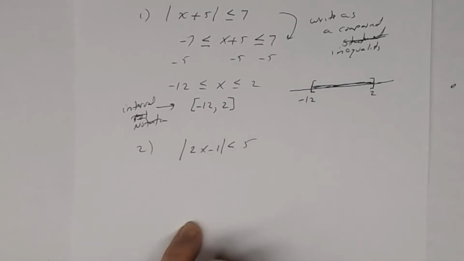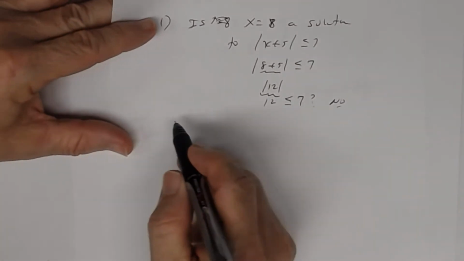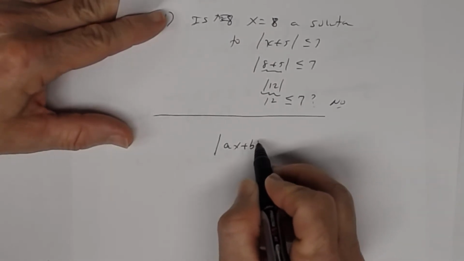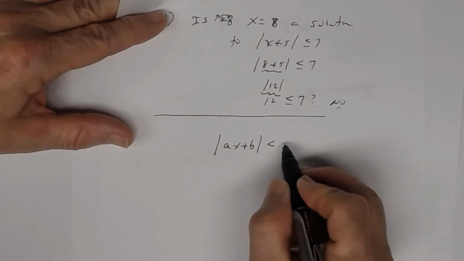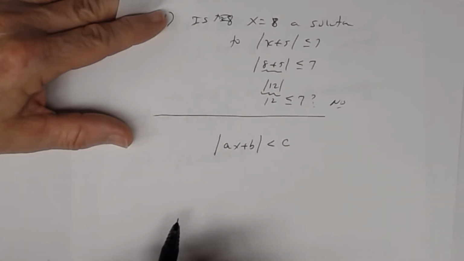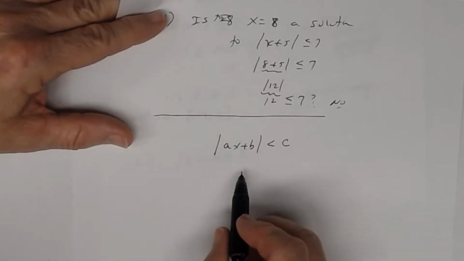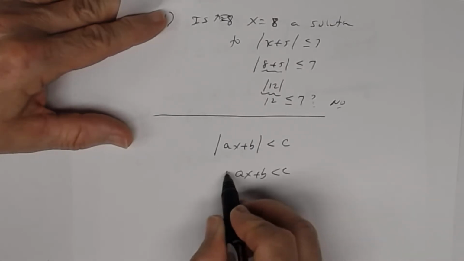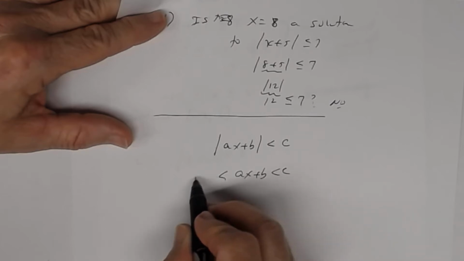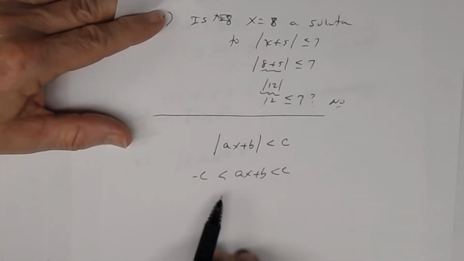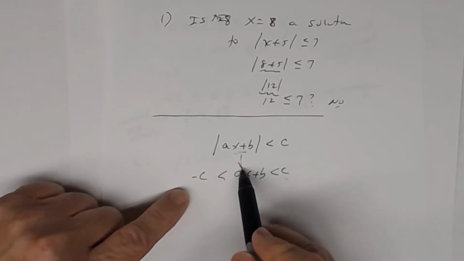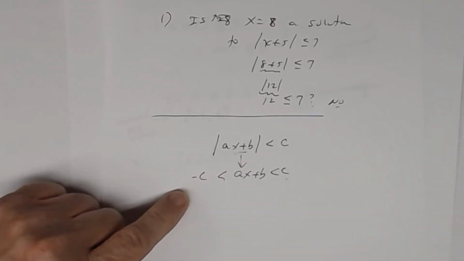Okay, so basically what's going to happen is this. Whenever you have an absolute value less than inequality, you're going to write it as a compound statement. So you're going to say ax plus b is less than c, and at the same time, ax plus b has to be greater than negative c. It's going to look like this: negative c, c, and this goes in the middle. That's how you're always going to do it.